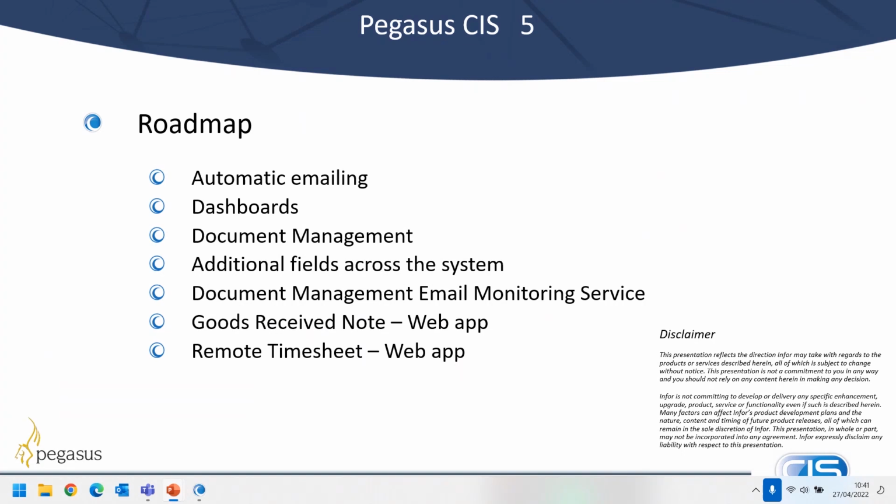So we're looking at more and more of these remote links into the system via web app type technology. Info Q&A, commonly known as Pegasus XRL, will be updated to link into Pegasus CIS 5. The version that will link into Pegasus CIS 5 will be version 1.75.